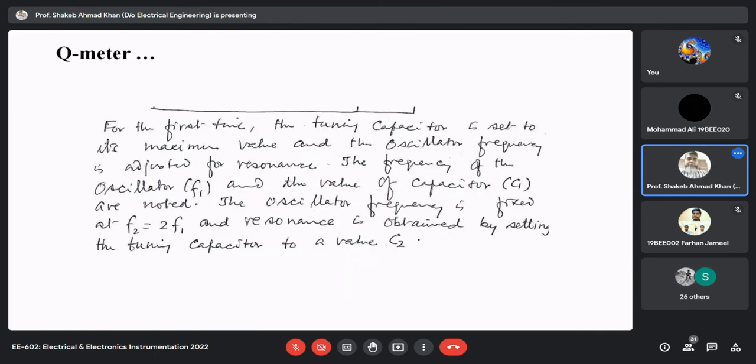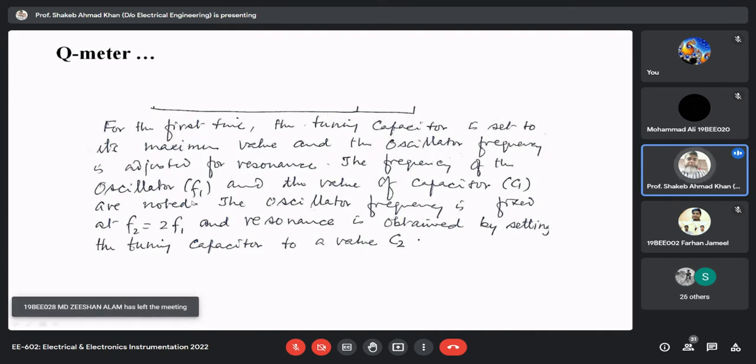The method used for measurement of distribution capacitance is very simple. First, the tuning capacitance is set to the maximum value, and the oscillator frequency is adjusted, that is, varied, to achieve resonance.